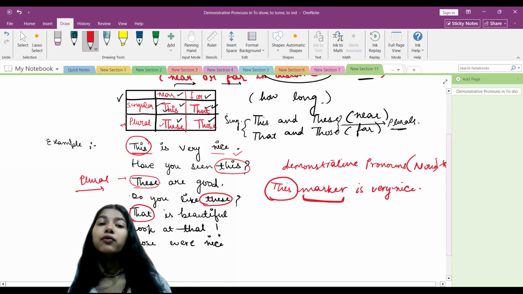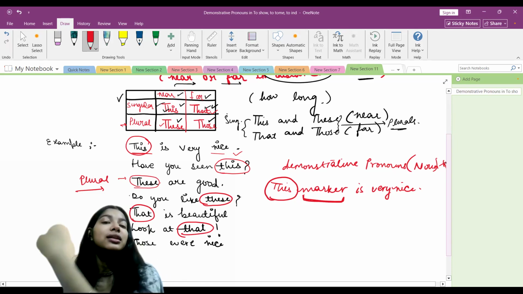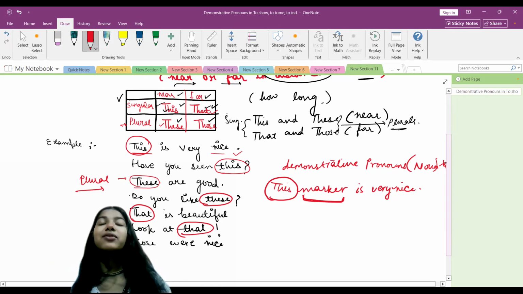That is beautiful. Here, that we are using for the far thing. Look at that. Again, that is a demonstrative pronoun. We are pointing towards, indicating something that is a little far from us, so we can say, look at that.